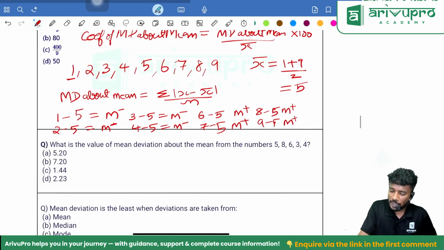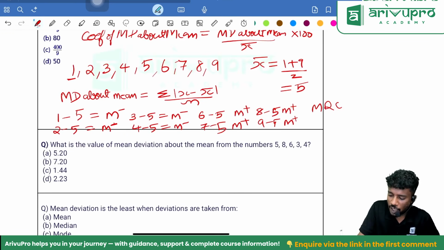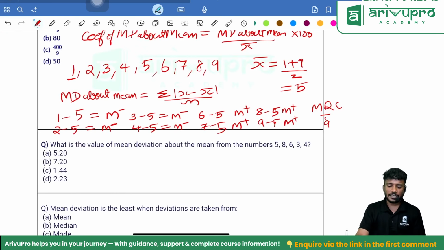Finally you will click MRC, divided by how much? 9. Then you are getting the mean deviation about mean. How much is the mean deviation, people?